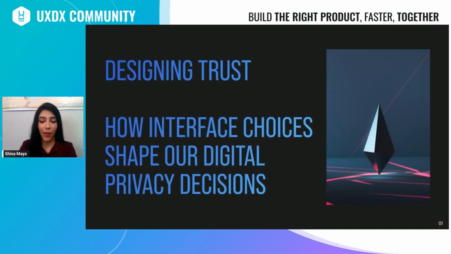My name is Shiva, and I'm excited to talk to you about a topic that's becoming increasingly important in our digital world. As designers, we have the power to influence how users interact with technology. And with that power comes the responsibility to make ethical choices that respect user privacy.